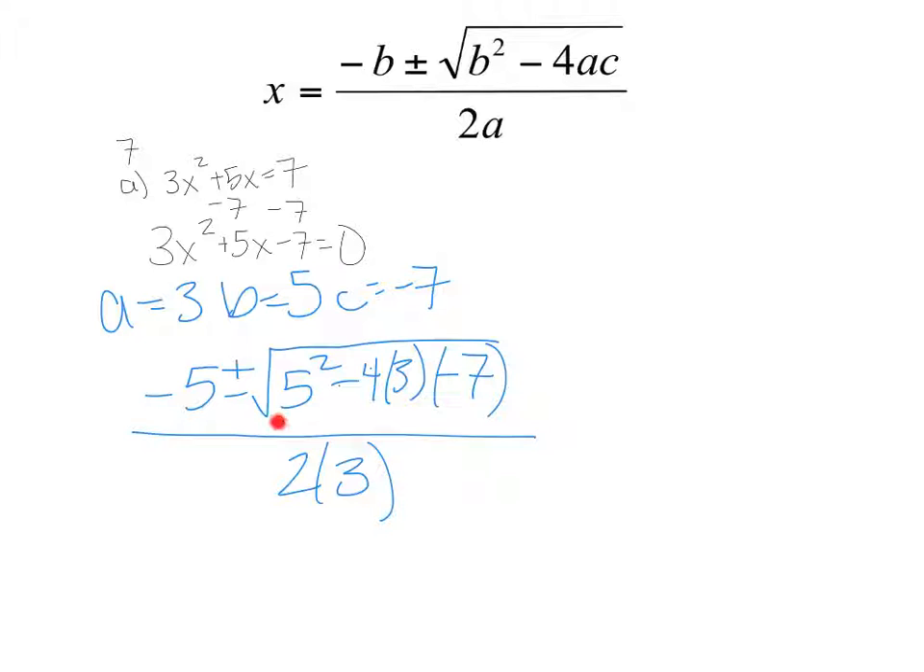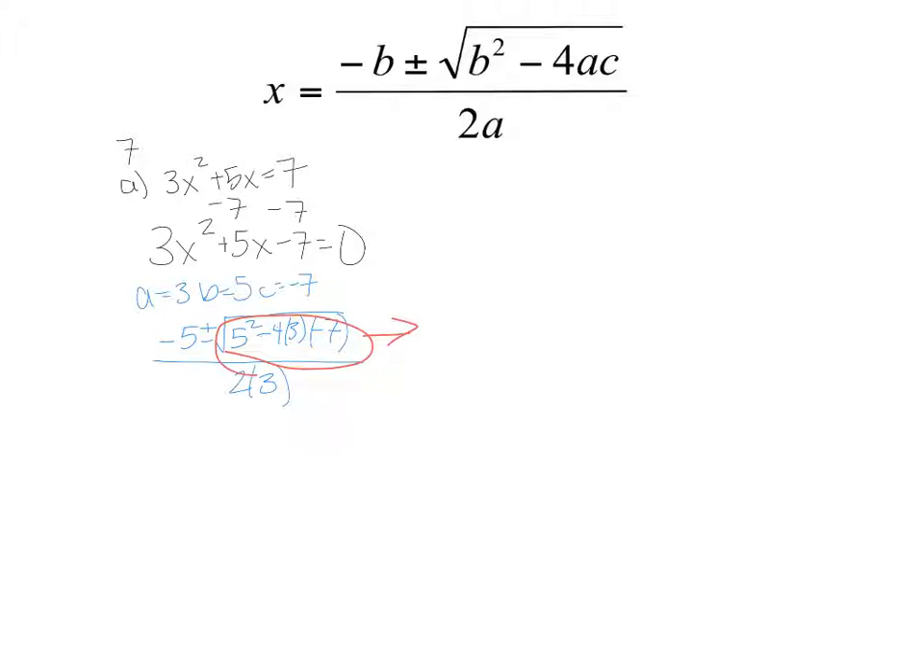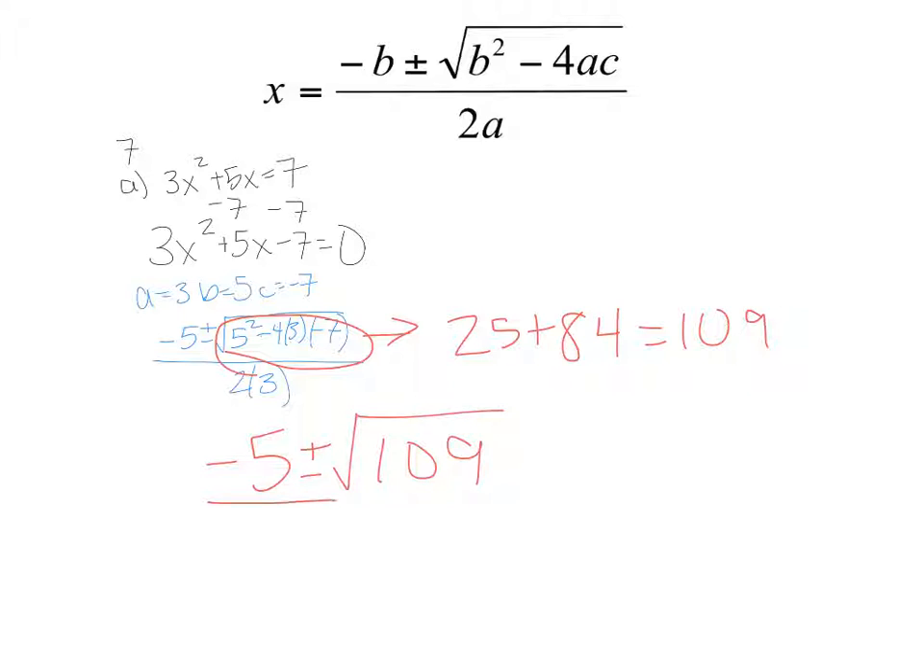I've found that it's easiest if we simplify the discriminant here underneath the square root first. 5 squared is 25. 4 times 3 times -7 will be a positive 12 times 7 is 84. 25 plus 84 is 109. So we can rewrite this problem simply putting -5 plus or minus the square root of 109 now, divided by 2 times 3 is 6.